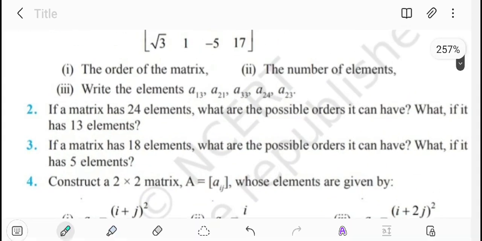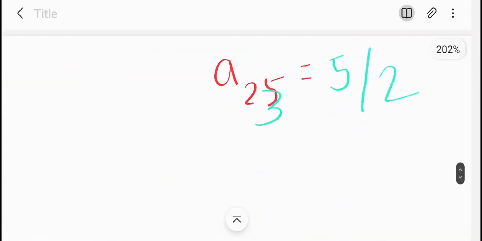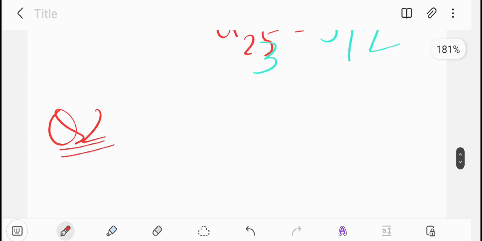What is the second question? The second question says that if a matrix has 24 elements, what are the possible orders it can have? What if it has 13 elements? This question is also very easy, and we have done a similar type of question in the exercise and in the examples also. So let's see question number 2.